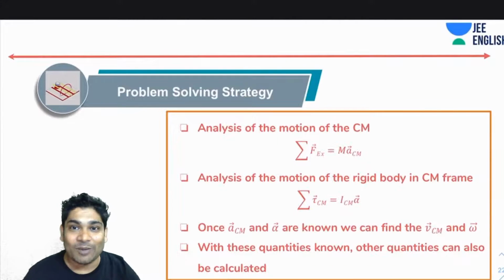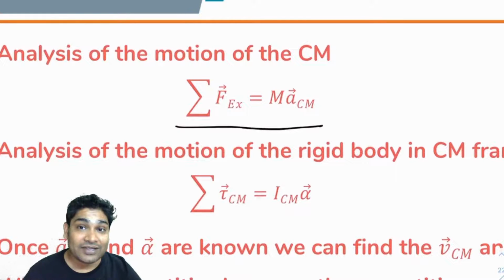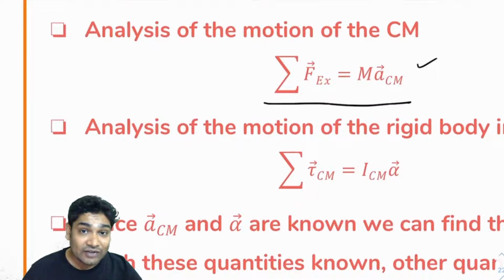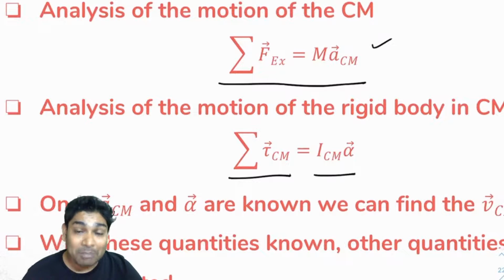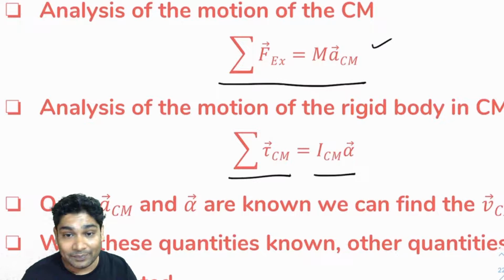Alright, now let's talk about the problem solving strategy. So how do you analyze the motion of CM? Very, very simple. You write all your F externals and you know that summation F external equals M ACM. You immediately know ACM from here. Secondly, when you come in the reference frame of the CM, you write all the torques, summation of all the torques about CM equals ICM alpha. Why am I using that equation? Because in the frame of CM, the body will always have pure rotation only.